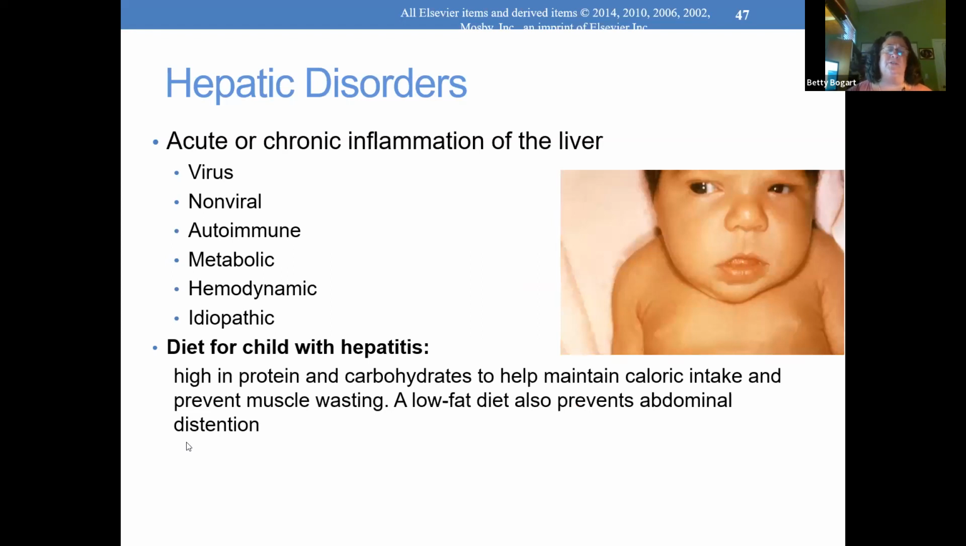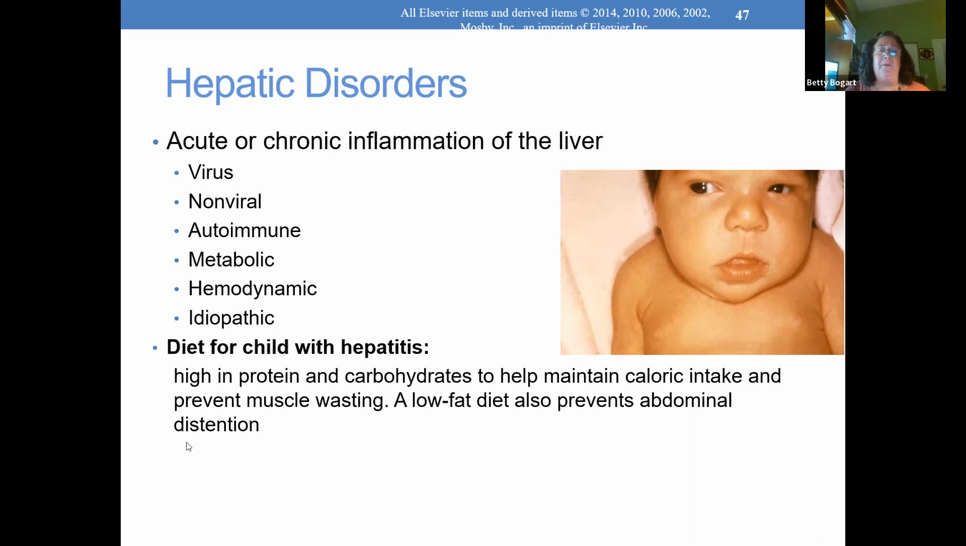Hepatic disorders, you're thinking hepatitis could be caused by many reasons. We do give a Hep B vaccine, but it doesn't mean they may not have a problem. So these children, we need to know how to take care of them, and one of the things is their diet. Now, hepatitis has to do with your liver. And what does the liver do? It produces bile, which is one of the things that helps digest the fats in the food.